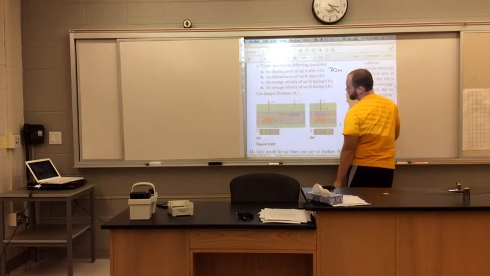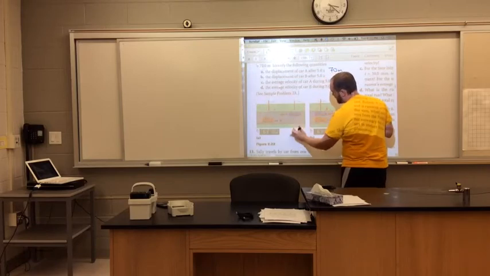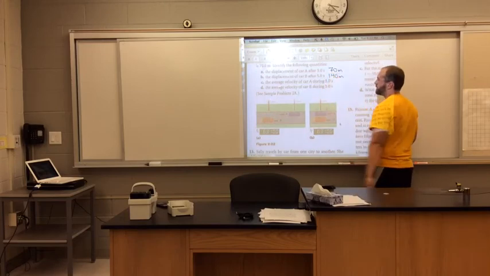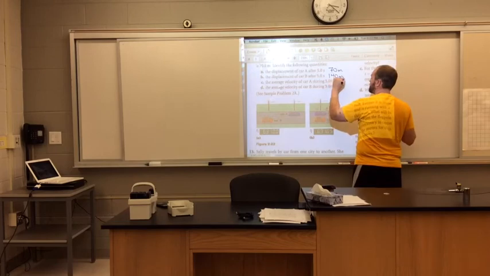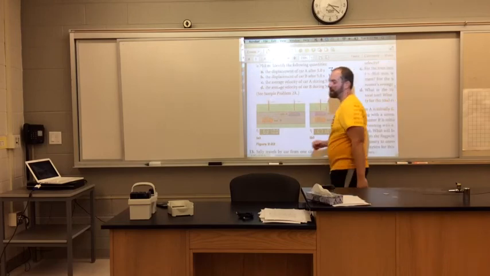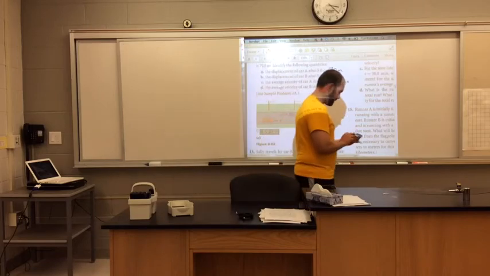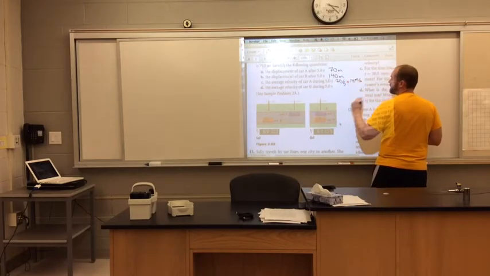Displacement of car B after 5 seconds. In 5 seconds, car B went from this pole, past this pole, to this pole. So it went 140 meters. The average velocity of car A during the 5 seconds would be 70 divided by 5, which I don't know off the top of my head. 70 divided by 5, 14 meters per second.